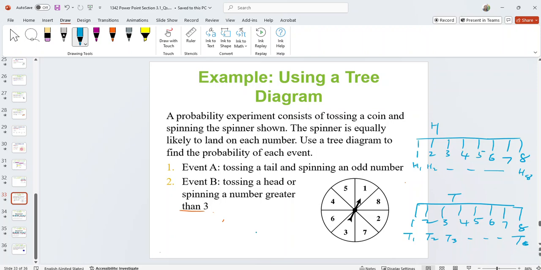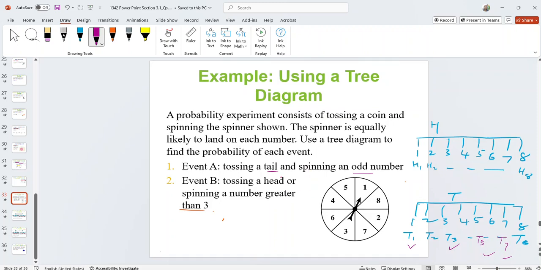Event A, you're gonna spin a tail, okay, and also an odd number. All right, so how many odd number do we have? So that's T1, T3, T5, right? And then T7. Okay, so we have these 4 possible outcome.